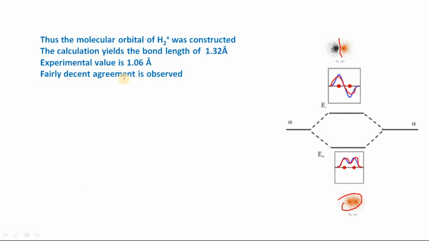Fine. And we are getting the bond length of 1.32, which is very close to the real value of 1.06. Of course, our E value is a little higher than 1.06, as expected by the variation method. However, it gives a fairly decent result.